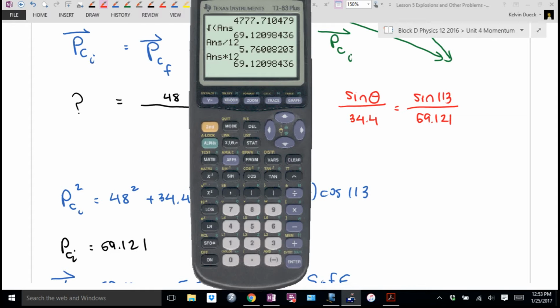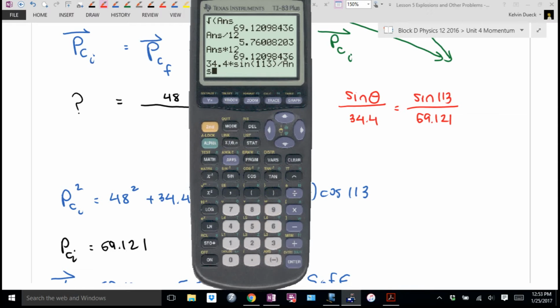Luke, how will I get the sine theta by itself? Times over 34.4. And I'm going to use my answer button. And that, what? Oh, that's the sine of theta. Shift sine of 0.458115, that. And I get 27.3 degrees.